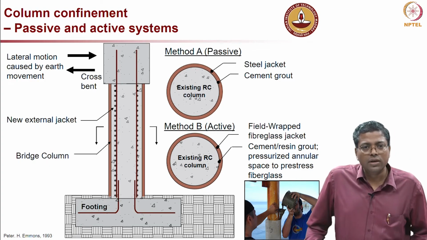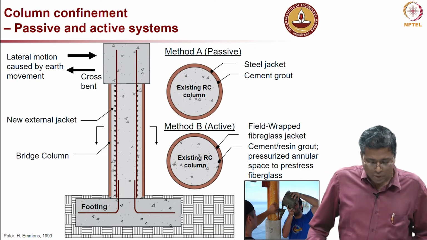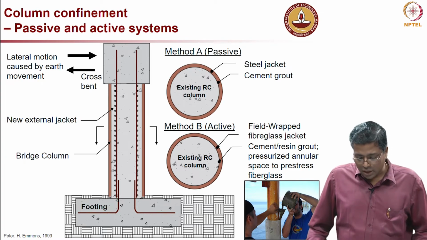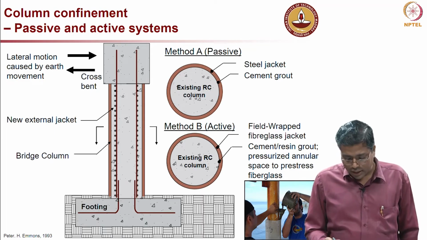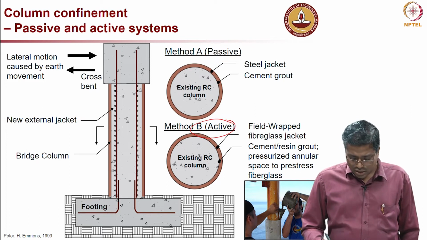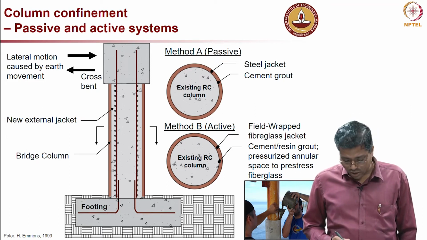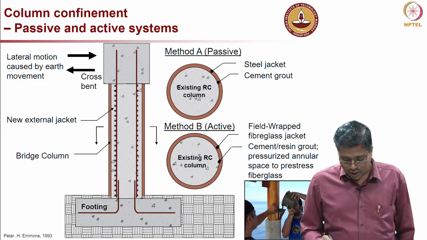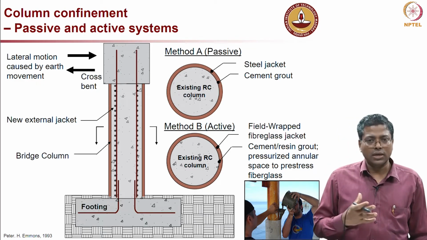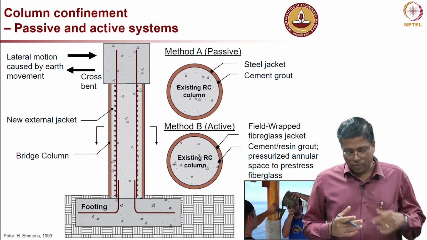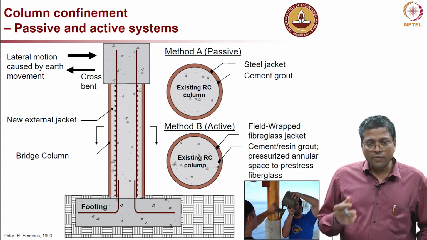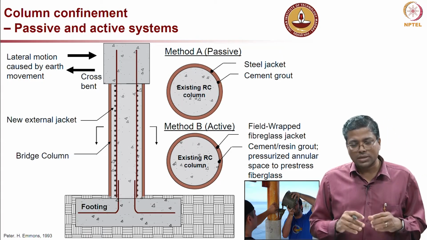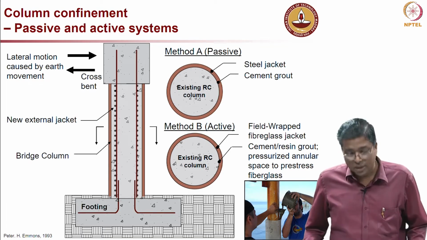Now, how to confine the column? So, passive and active systems exist. Method A: on the left side you see the column, and on the right side there is a passive system and an active system. Both look very similar, the drawings look very similar. However, one thing to note is, let us say these brown circles are the steel jackets, and then you place the cement grout. But the cement grout may be pressurized, or we may use some expansive agent in the cement grout.